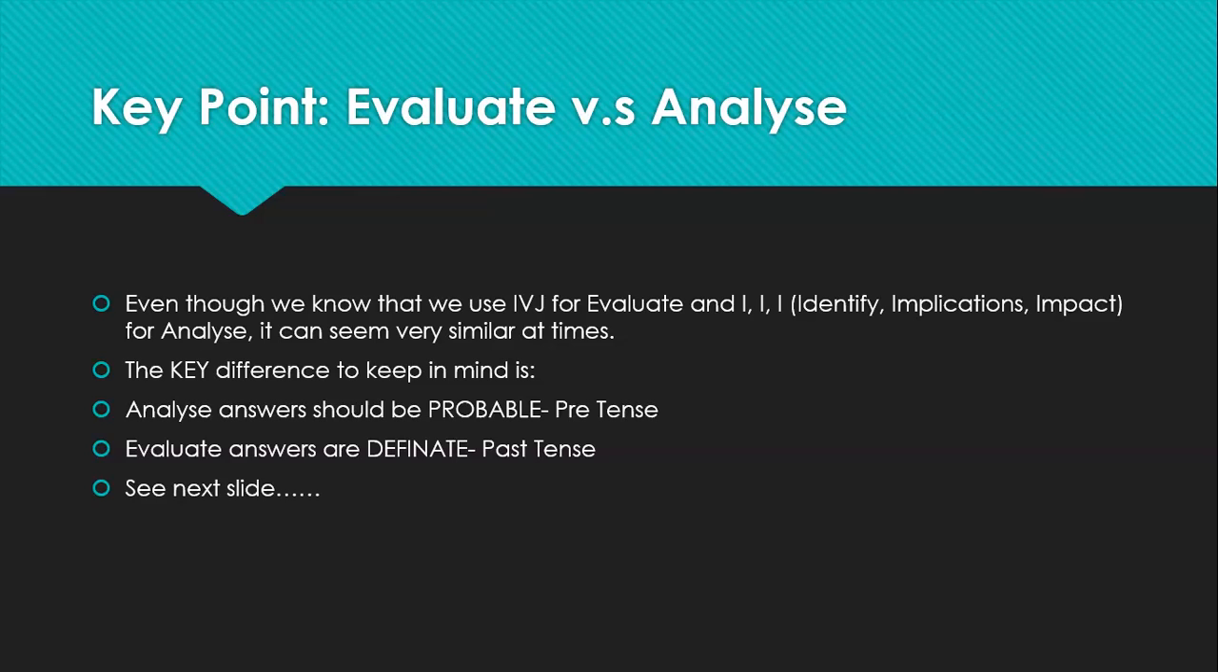A key point before we move on is to consider evaluate versus analyse in terms of command words. Even though we know that we use IVJ for evaluate, as we've just discussed, and I, identify, implications and impact for analyse, it can seem very similar at times. The key difference to keep in mind is analyse answers should be probable. They should be written in a present or current tense. Evaluate answers are definite, they're past tense. See the next slide.